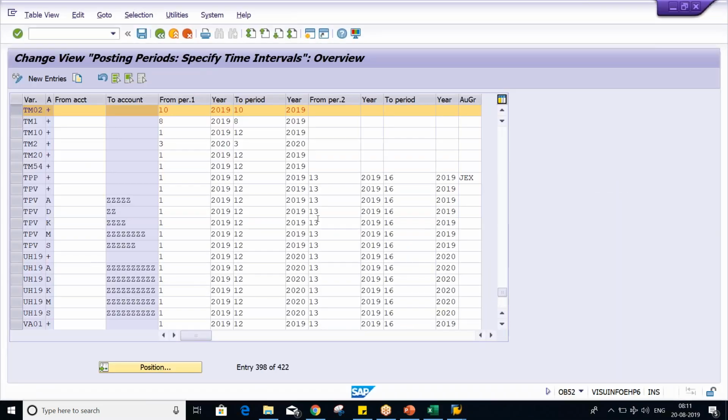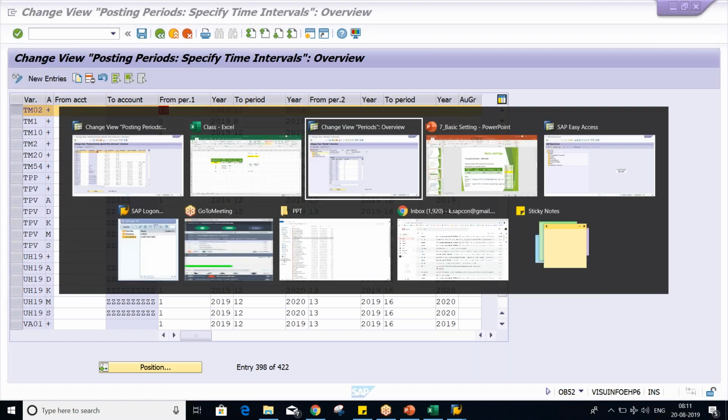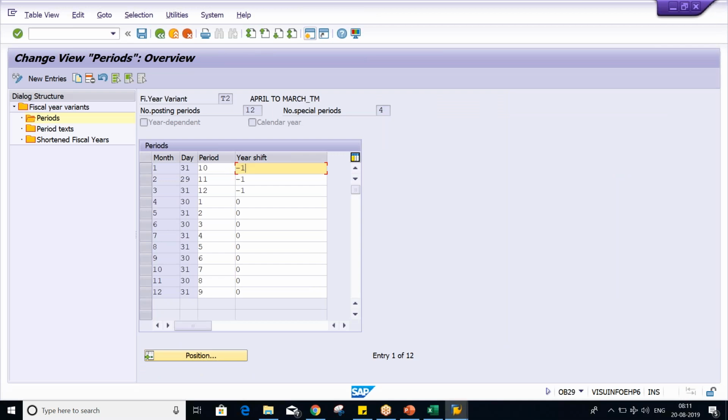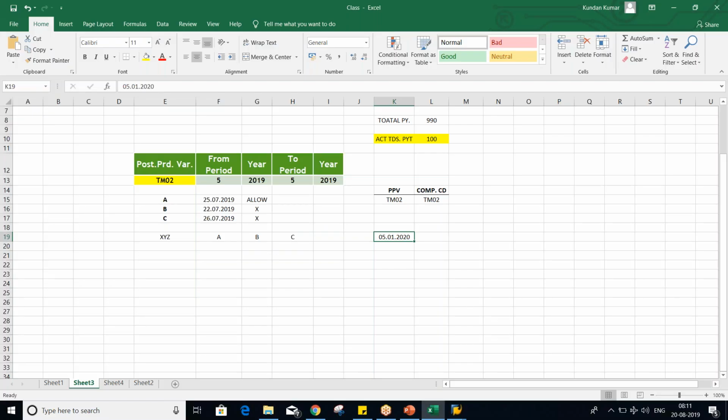So the system is going to check here. Yes, the 10th period of 2019 is open, right? Look here, the 10th period of 2019 is open. This is the logic behind year shift. If we talk about year shift, guys, this is the logic behind it. The 10th period of 2019. If we are going to post, let's suppose we have 02nd 2020.